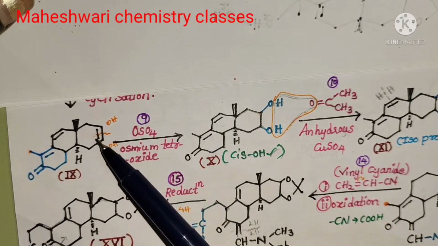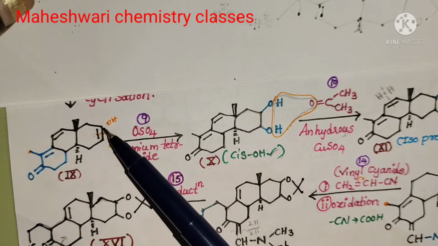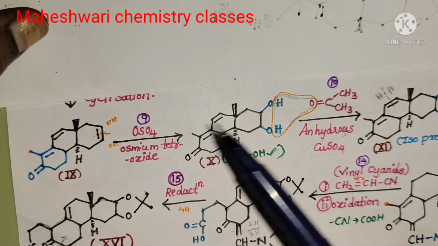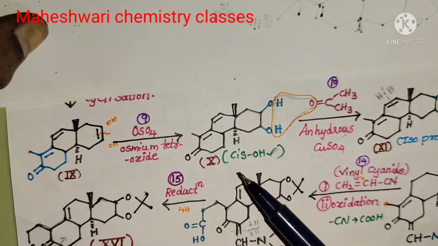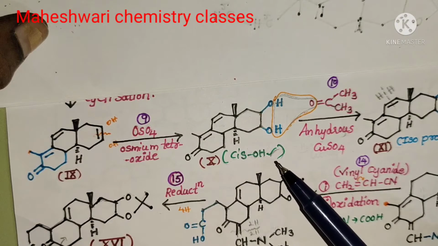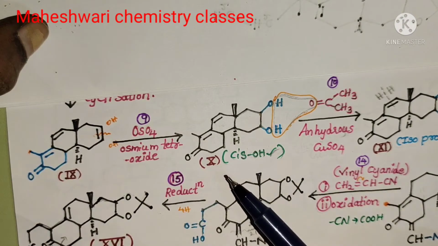This pi bond is cleaved. On these two carbon sides, OH is attacked. So these two OH groups are in cis positions, nothing but a cis-dihydroxy compound is formed. This is our 10th compound.